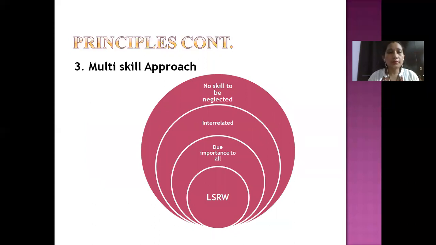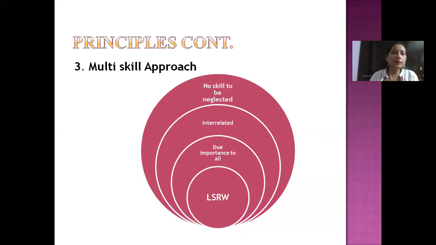Moving to another principle, which is the principle of multi-skill approach. According to this principle, the four language skills, listening, speaking, reading, and writing, are interrelated. They are so interrelated and interdependent on each other that due importance should be given to all these four skills. That means that according to this principle, no skill should be neglected.